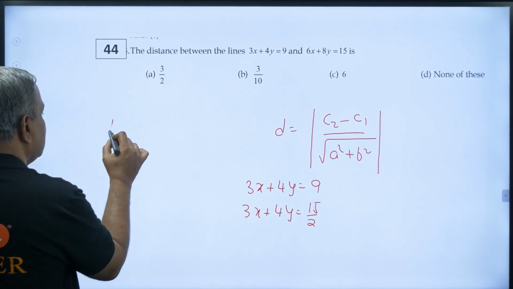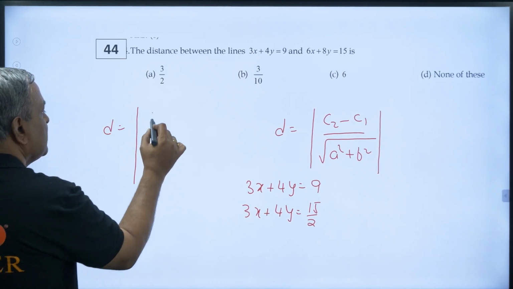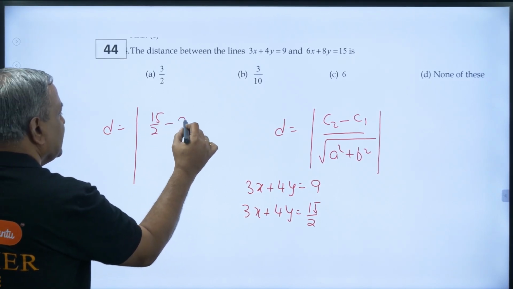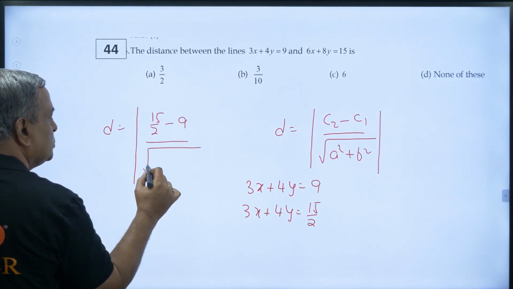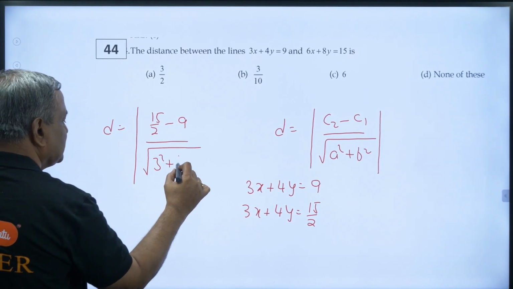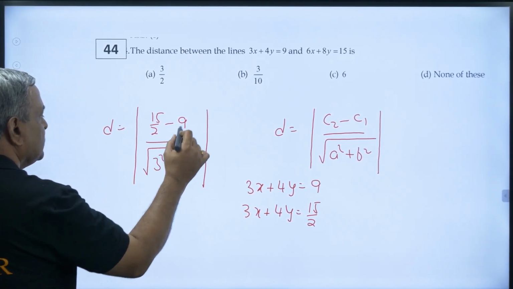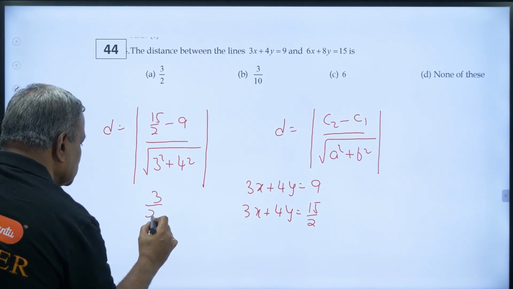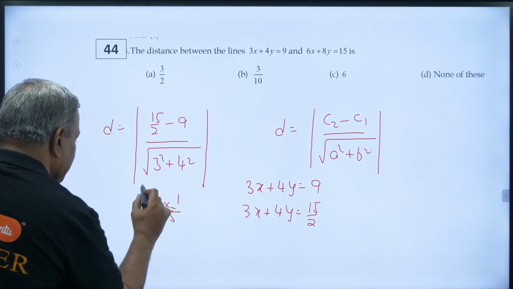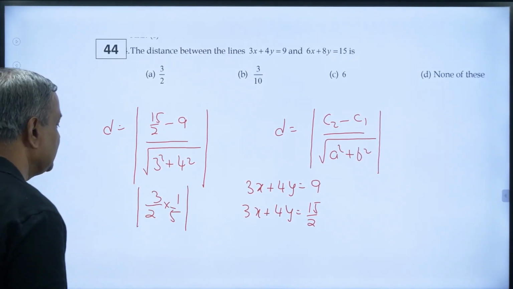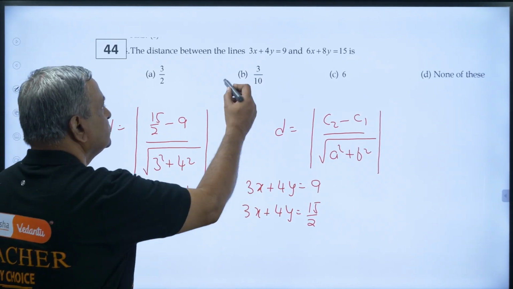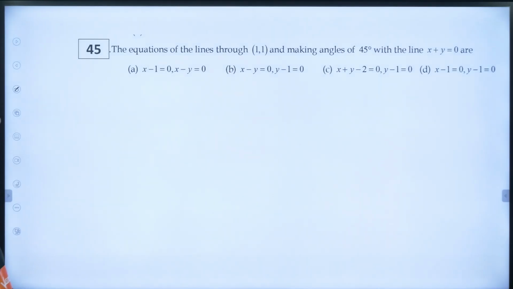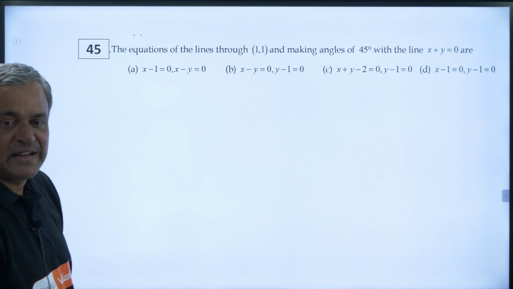So what's the answer? D is equal to 15 by 2 minus 9 by under root of 3 square plus 4 square. So 9 minus 15 by 2 is 3 by 2. This is 3 by 2 into 1 by 5, modulus. So we get 3 by 10. Option B is correct.